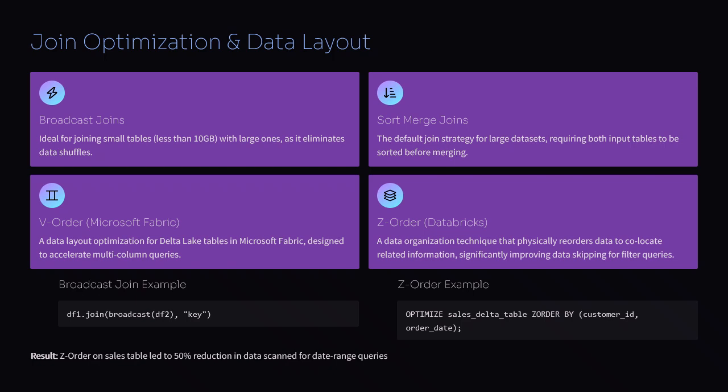For joins involving large tables of comparable size, Spark relies on the sort-merge join. While it involves shuffling and sorting the data by the join keys, it's a scalable and reliable method for handling big data joins. Beyond join methods, the physical layout of your data plays a vital role in query speeds.